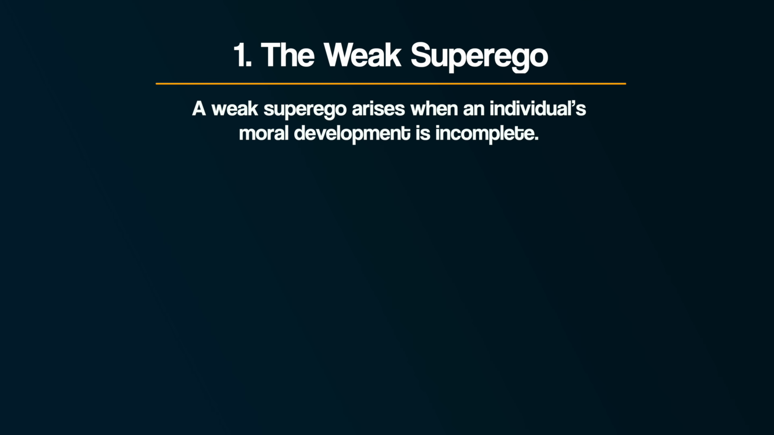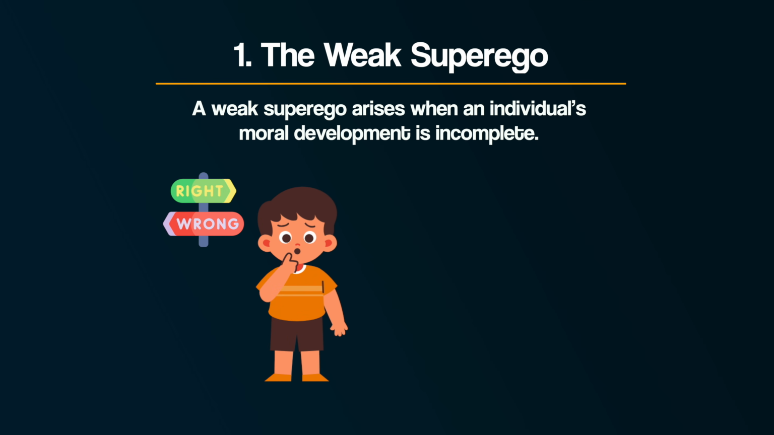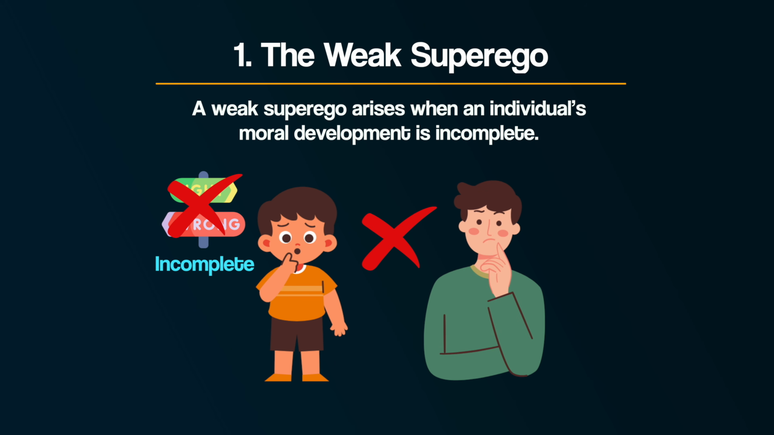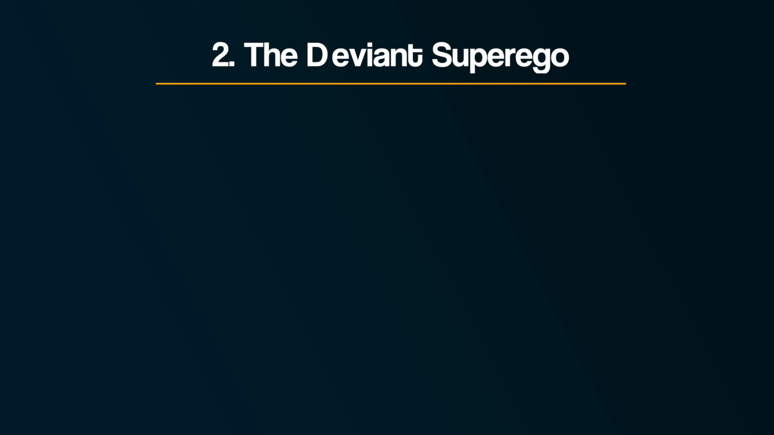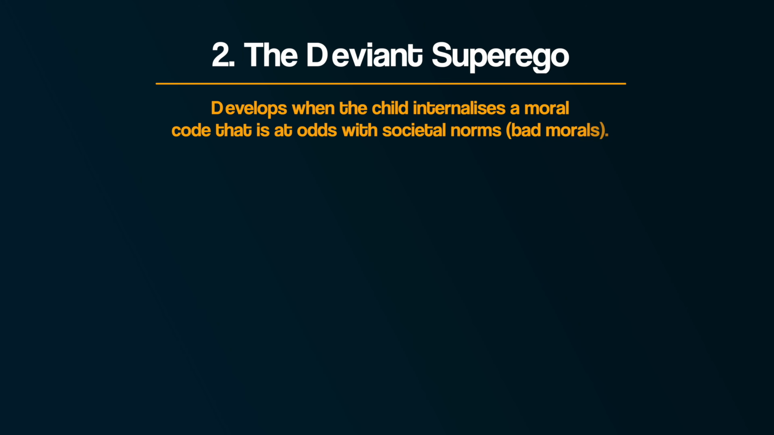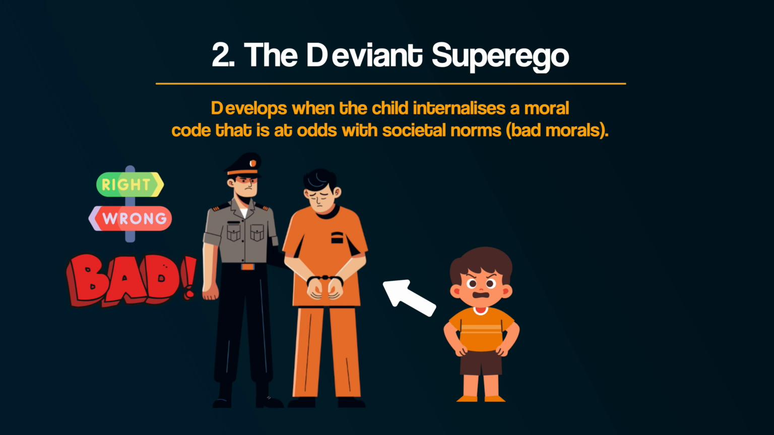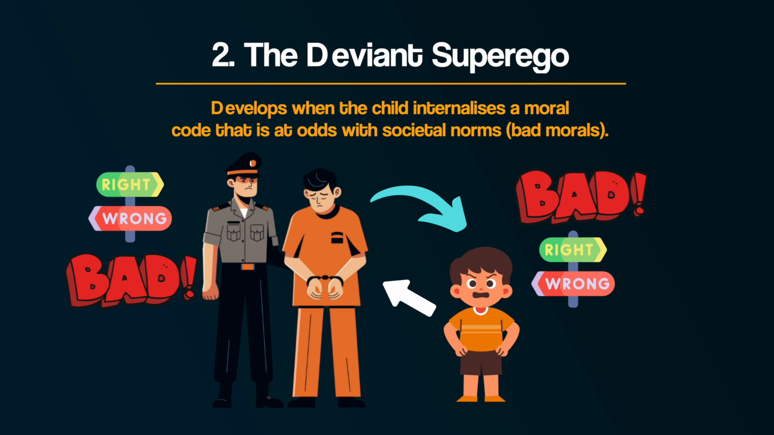A weak superego arises when an individual's moral development is incomplete. This typically occurs due to poor parental relationships during childhood, where the child fails to internalize the moral standards of their parents. A deviant superego develops when the child internalizes a moral code that is at odds with societal norms. This can happen if a child is raised in an environment where their same-sex parent, their role model, is a criminal themselves. If they identify with these individuals, they will internalize their criminal moral values.